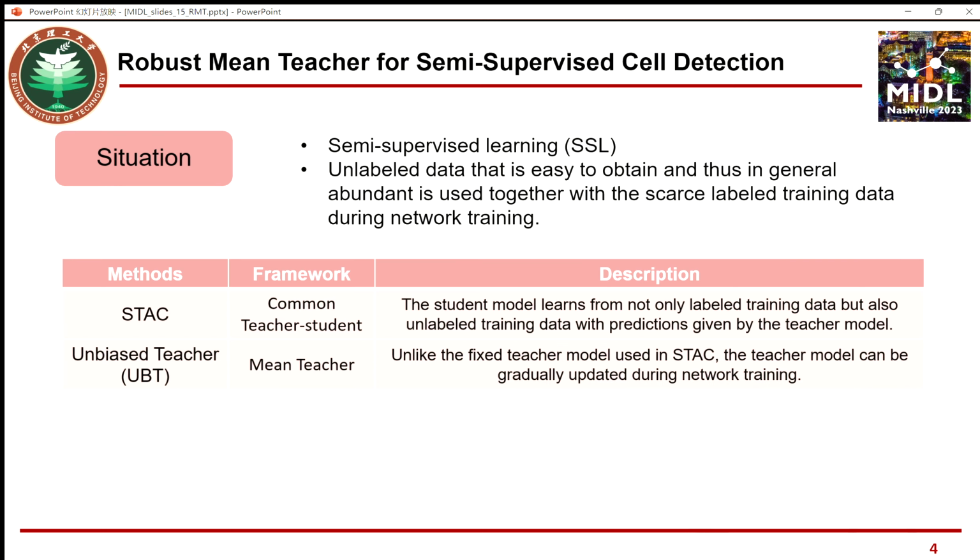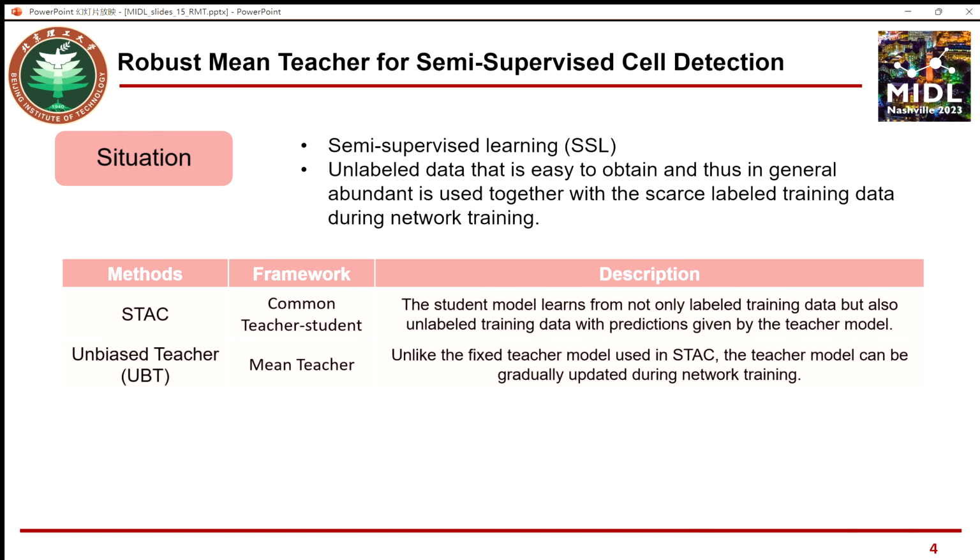One common strategy to address the problem of cell label scarcity is to exploit semi-supervised learning, where unlabeled data is easy to obtain and can be used together with the scarce labeled training data during network training. STAC uses a common teacher-student framework, where the student learns from not only labeled training data, but also unlabeled training data with a prediction given by the teacher model.